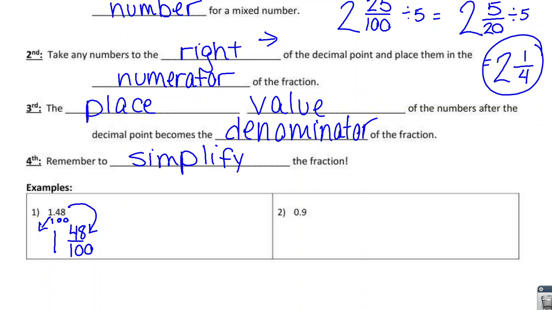It's even, so I'm going to try the big brother of 2, which is 4. So I get 1 and 12 over 25, and that's where it stops. Go ahead, you try number 2 on your own.